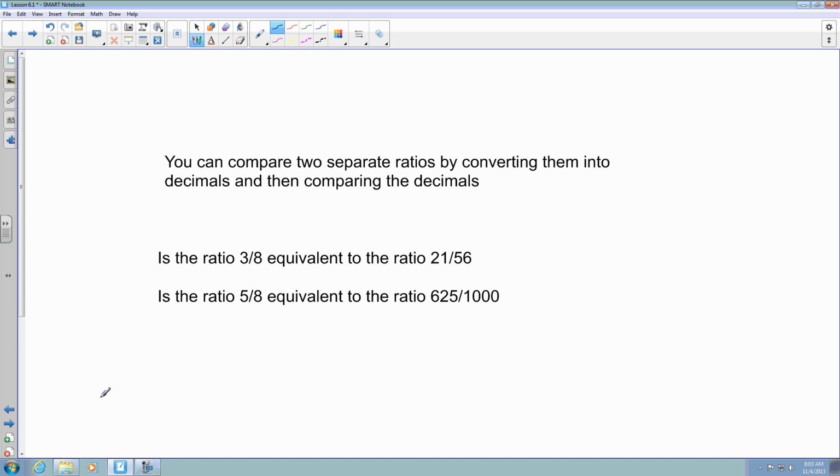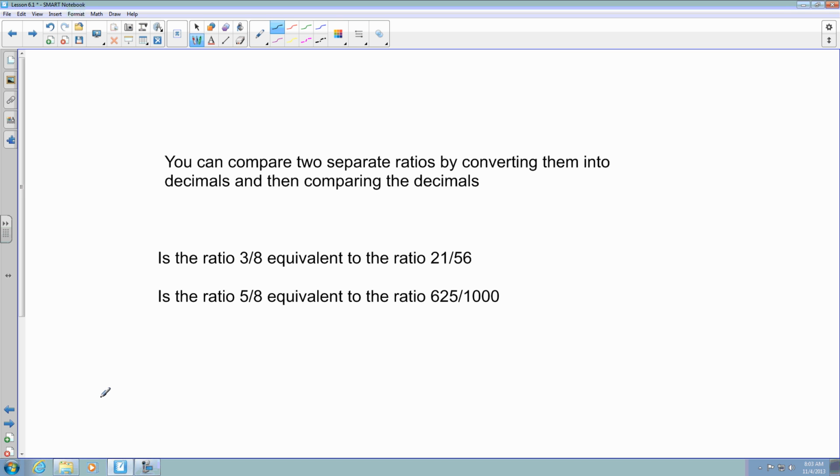One of the things that you're going to be asked to do in your homework is to compare two ratios by converting them into decimals and then compare the decimals, because equivalent fractions have the same decimal. So if you bring them into decimal form, and if they have the same decimal, then we can conclude that they are equivalent ratios.